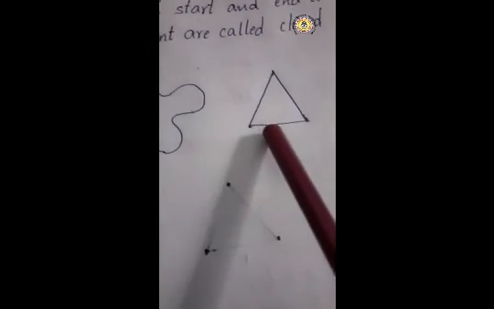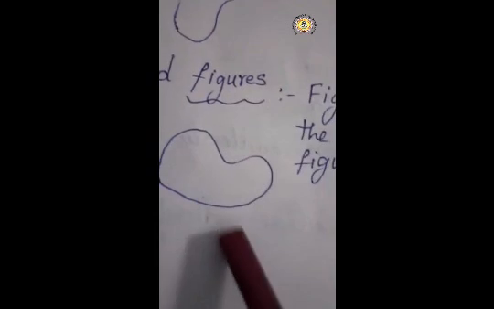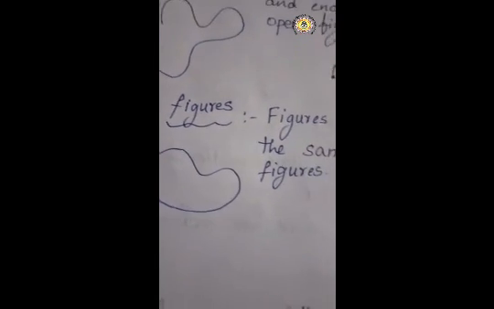Closed figure. And coming to open figures, here it is open, and here open. You can enter here, and here also you can enter. But coming to closed figures, we can't enter into this one. Here also we can't, here we can't. Children, you understood open figures and closed figures?